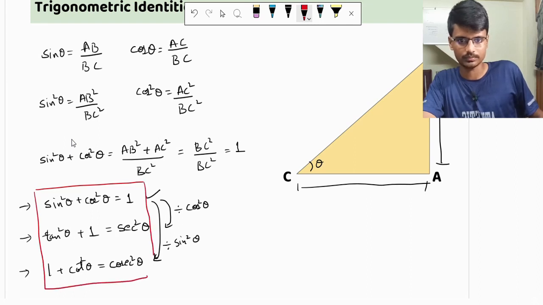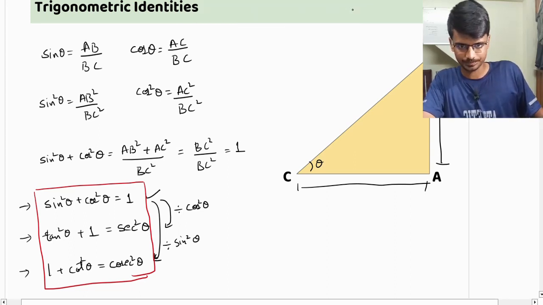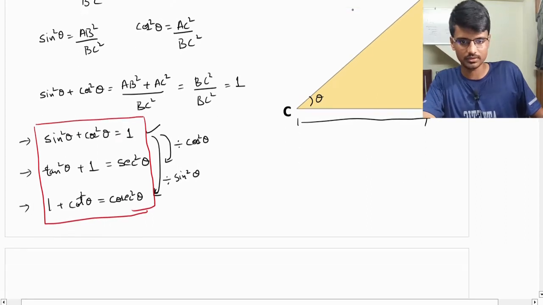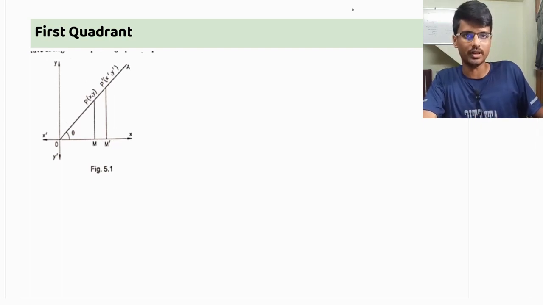Please make a note of these. Moving on. All this was basic stuff. So the next important thing is, what is the sign of these trigonometric functions?